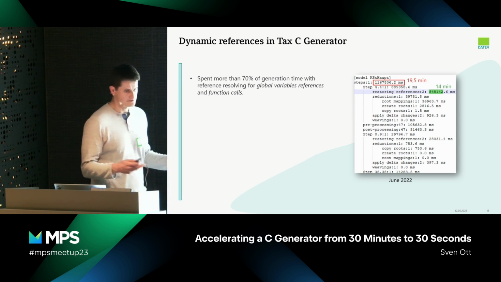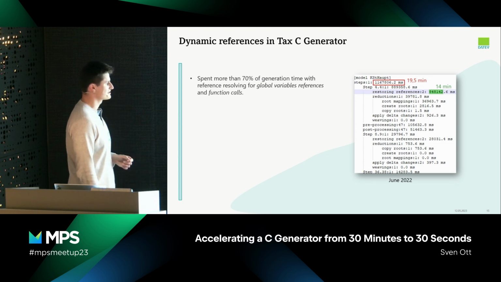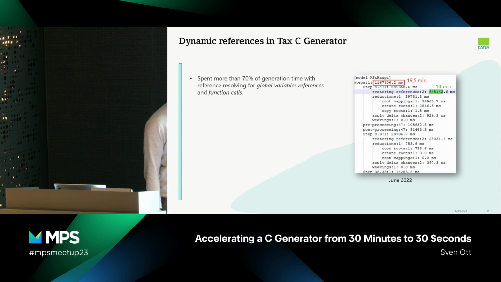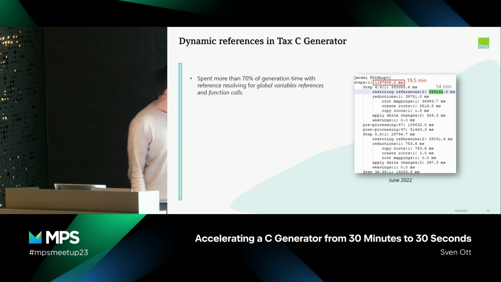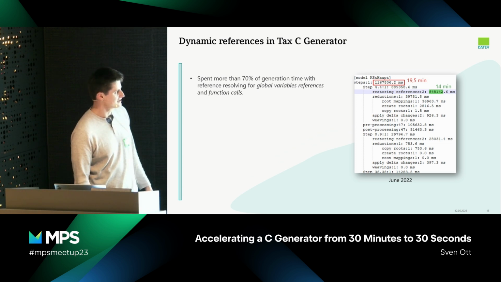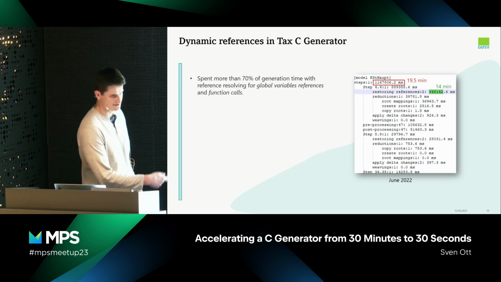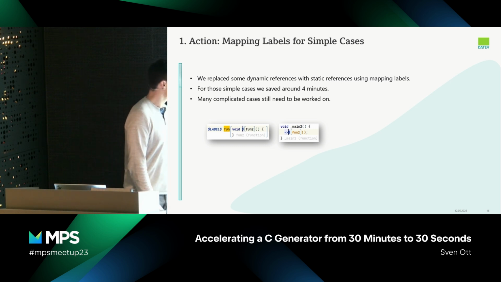So usually you use mapping labels and then you can return nodes, and this is really fast. Here you can see one example of a model generation report of our biggest user model in June 2020. There you can see that resolving the references took 14 minutes of 90 minutes generation time. So we spent around 70% of the time on resolving those dynamic references, and it's clear that this is time we have to reduce.